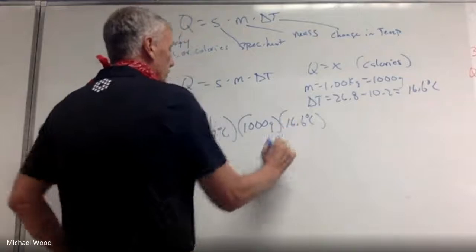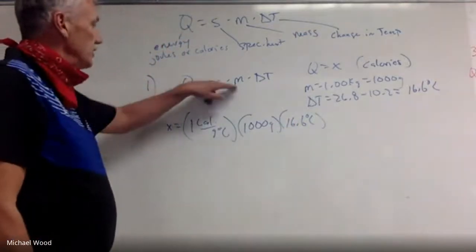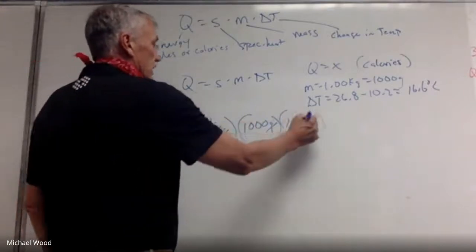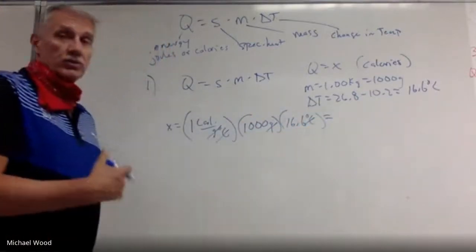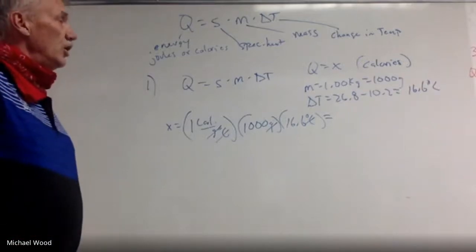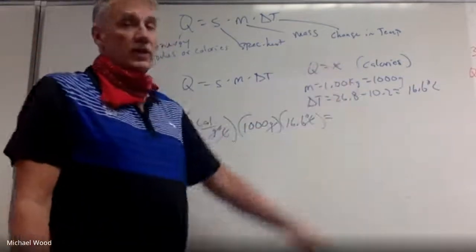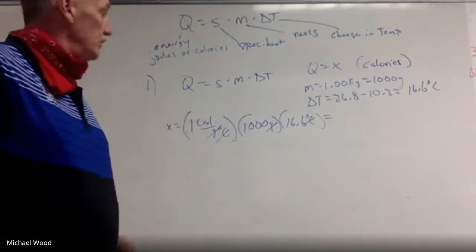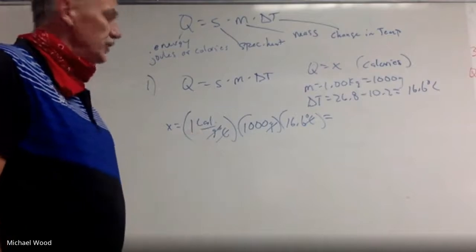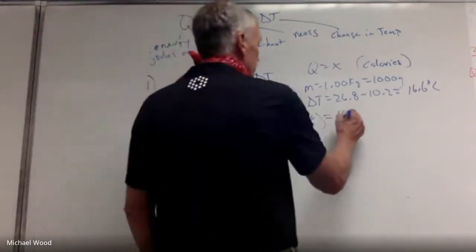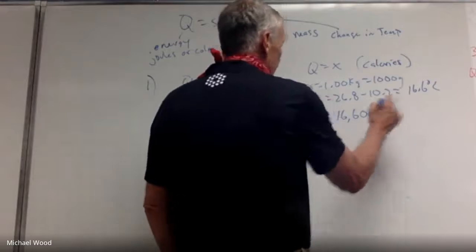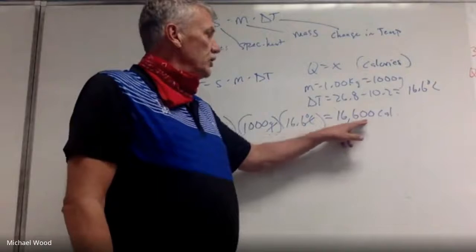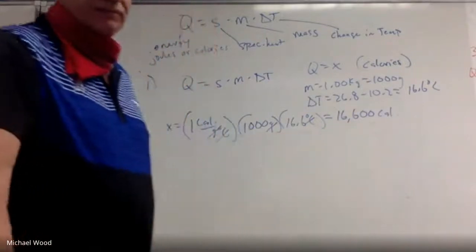So again, this is what I call plug and chug. So Q is X, here's S, here's M, and here's delta T. Now, if you look at the units, grams cancel out, degrees Celsius cancel out, and I'm left in calories, which is what I want. And the final thing are my sig figs. If I look at the numbers I started with, everything had 3 sig figs. The specific heat should be an exact number, so it's got infinite sig figs. So that should not determine my sig figs. So what I get here is 16,600 calories. And that technically has 3 sig figs because these zeros are not significant without a decimal place.